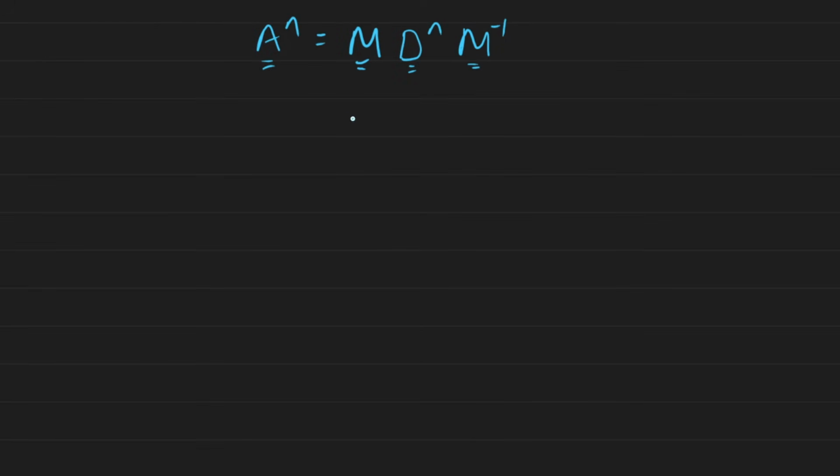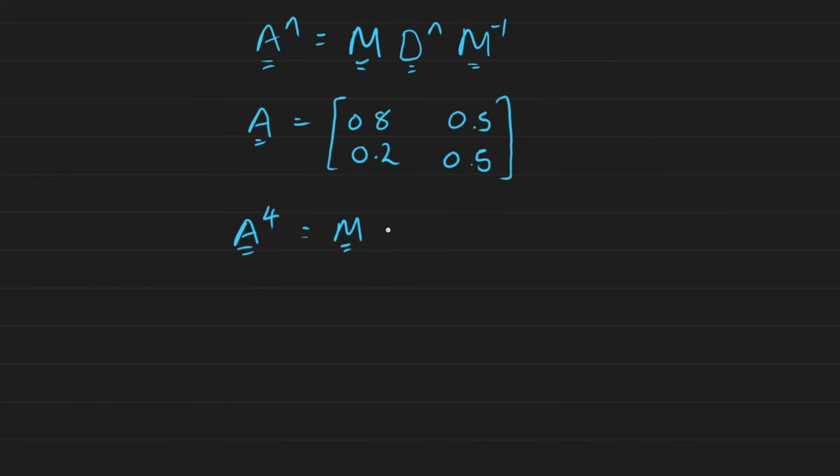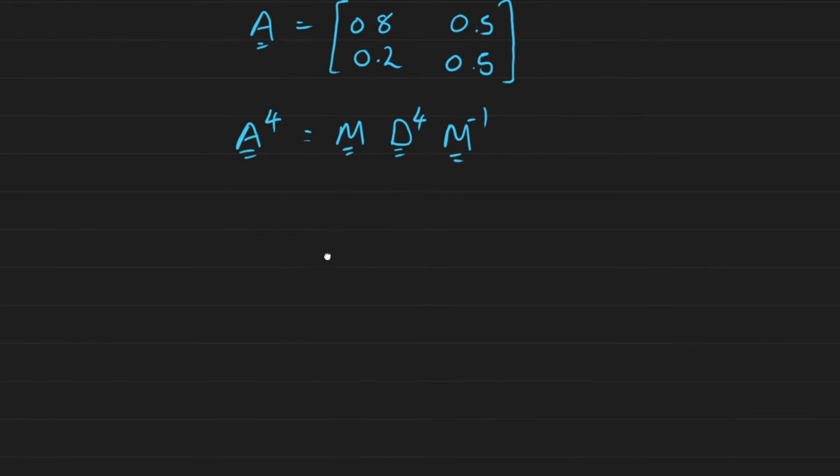So we can now apply this to the example that we had earlier. We had this matrix A, which was equal to 0.8, 0.2, 0.5, and 0.5. And what we had done was raise A to the power 4. Using this formula, that is just equal to this matrix M, times the diagonal matrix to the power 4, times the inverse of M, multiplied together. So we can now use this formula for this matrix.